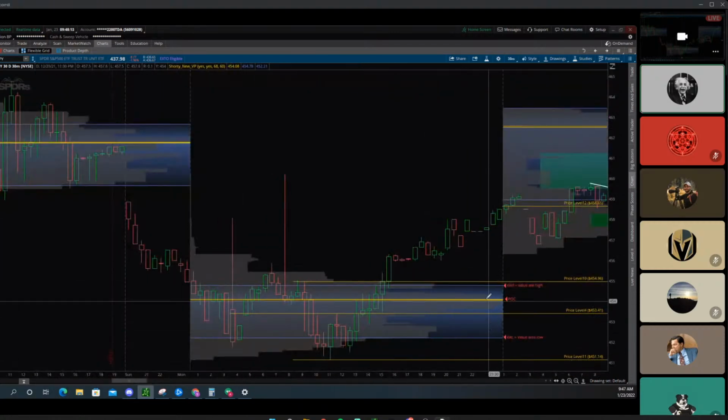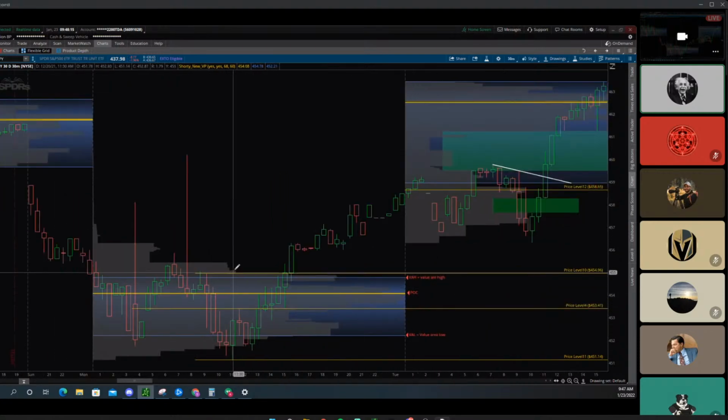So on the value area high, here you see the congestion. Once the value area highs are broken, they usually come back to be retested. Most of the time they come back for a retest to make sure there's buyers, but understand that there's a value area high, low, and a POC.